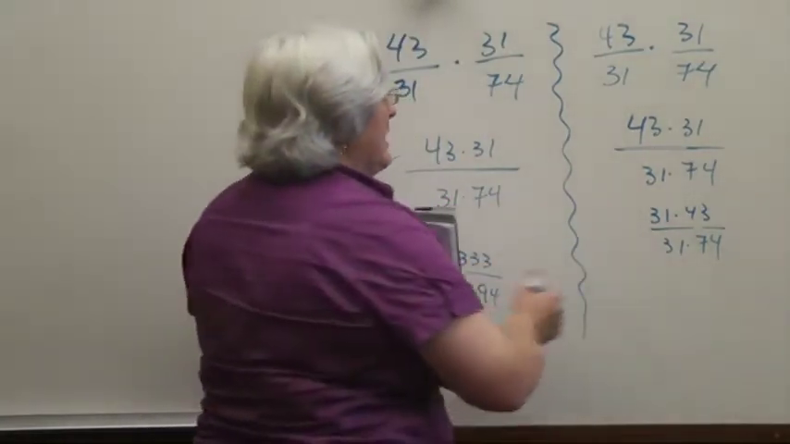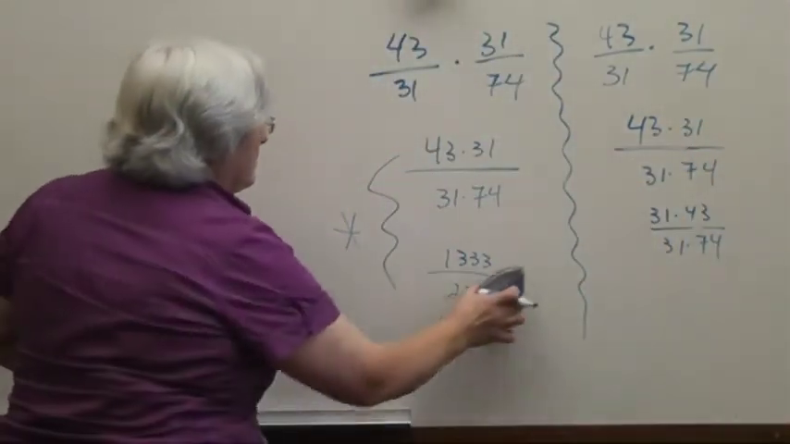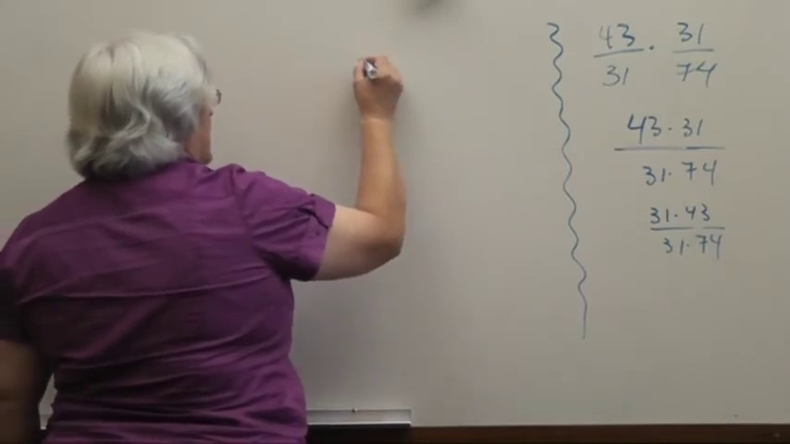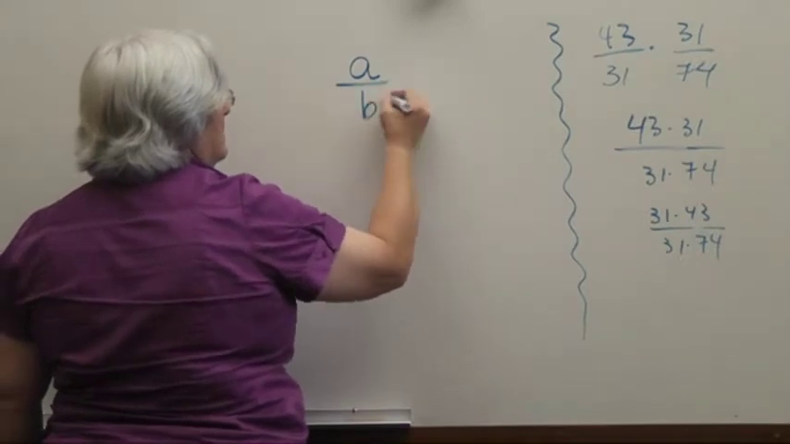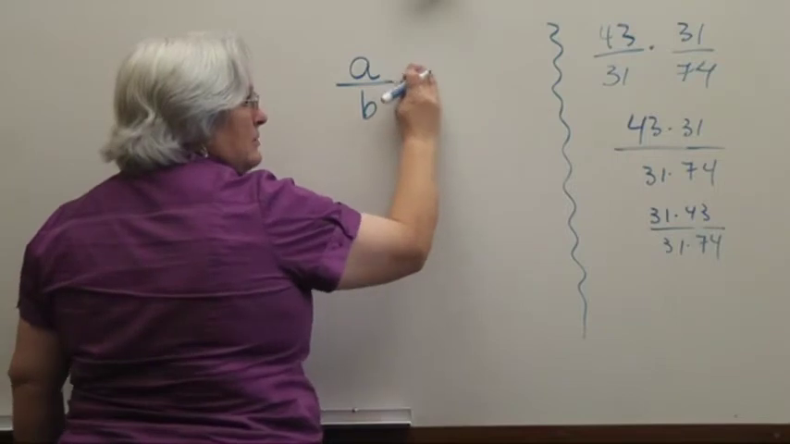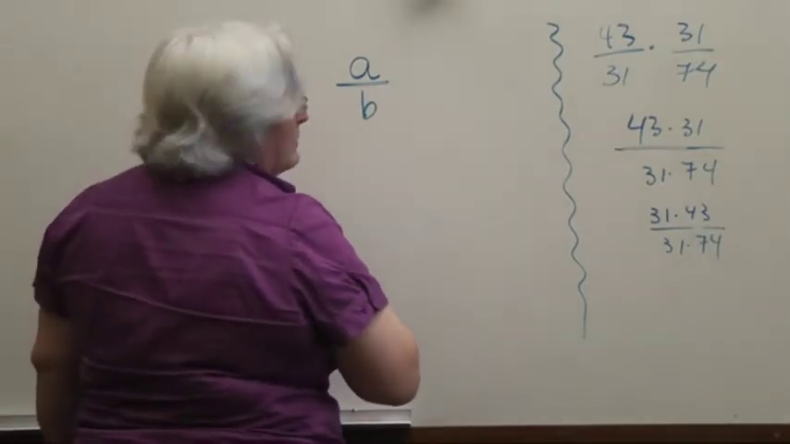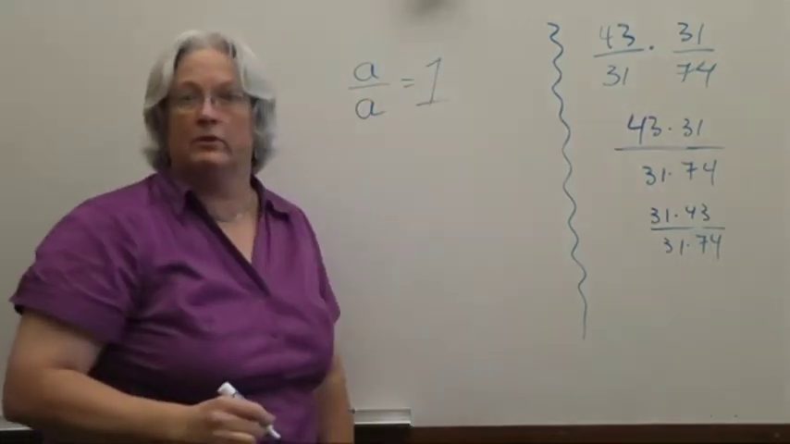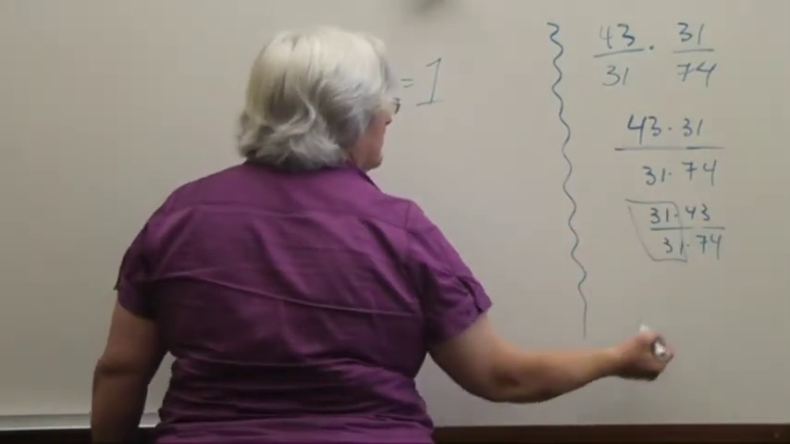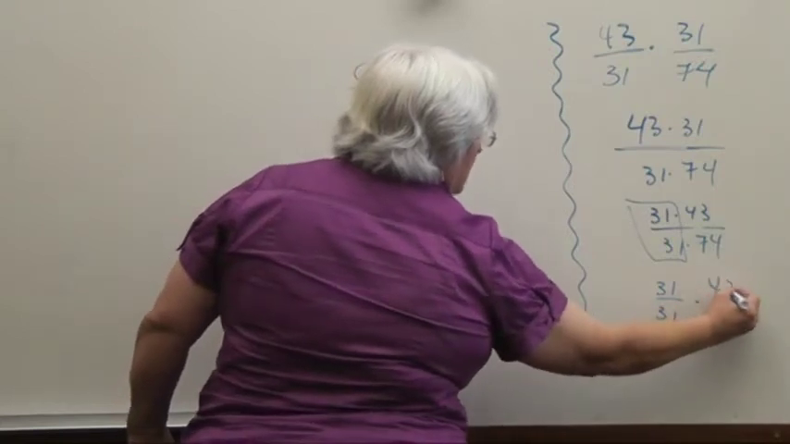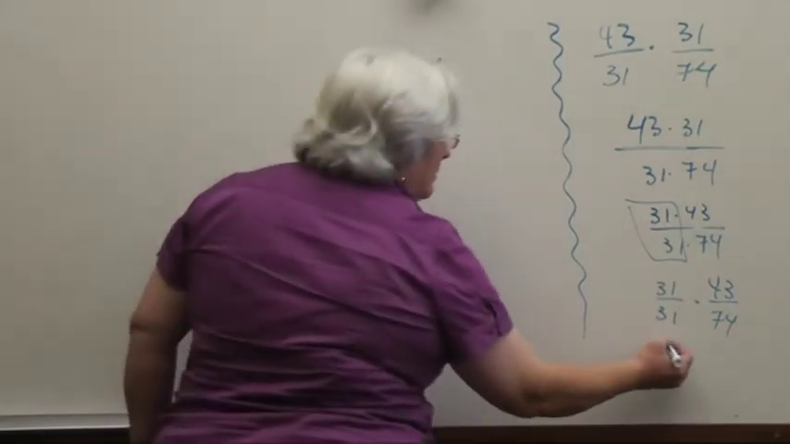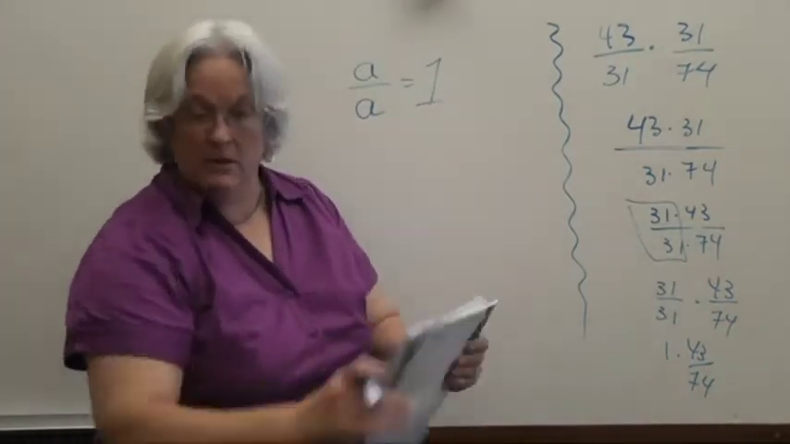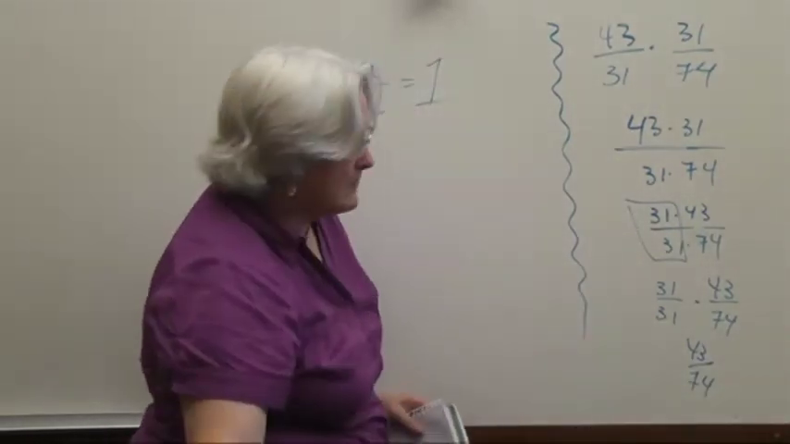Now, if it's true that you have that property that says if you have A over B, any number divided by itself is equal to 1, correct? Well, look at this. We have any number divided by itself. So we can say that this is 31 divided by 31 times 43 divided by 74. 31 divided by 31 is 1, times 43 divided by 74. 1 times 43 divided by 74 is 43 divided by 74, which becomes our answer.